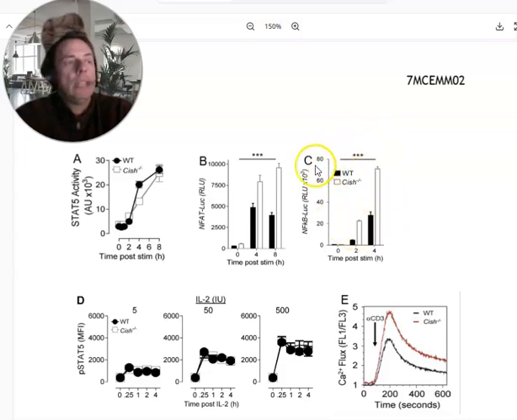Similarly, panel C shows that NF-kappa B activity, another key TCR-driven pathway involved in T cell activation and survival, is significantly elevated in Cish knockout cells, white bars, compared to wild type.